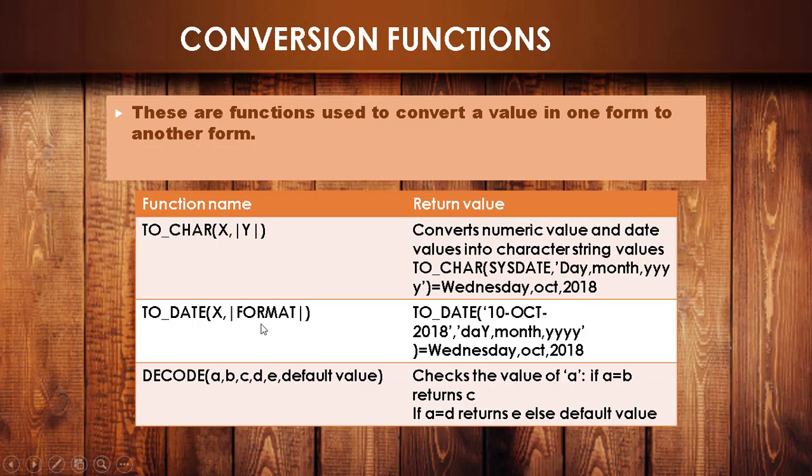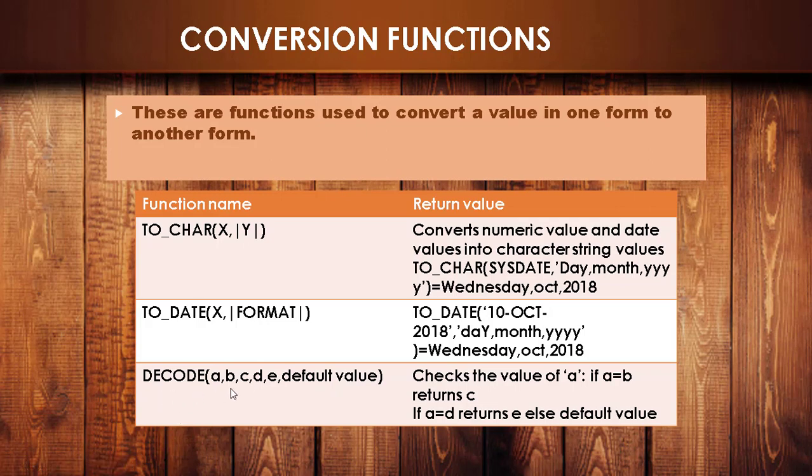To date, again it has got two parameters, x and format. To date, 10th October 2018: day, month, year. In this format, it will convert whatever the x value is given into the format which is given here. That is, first day will come, then month, and then year.